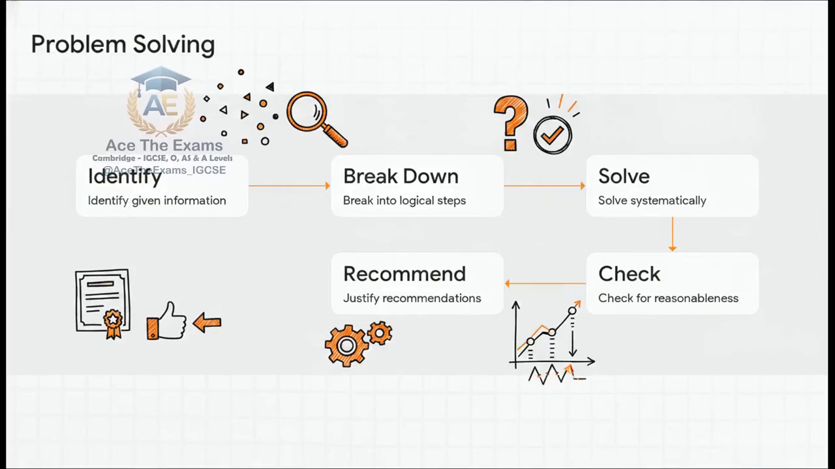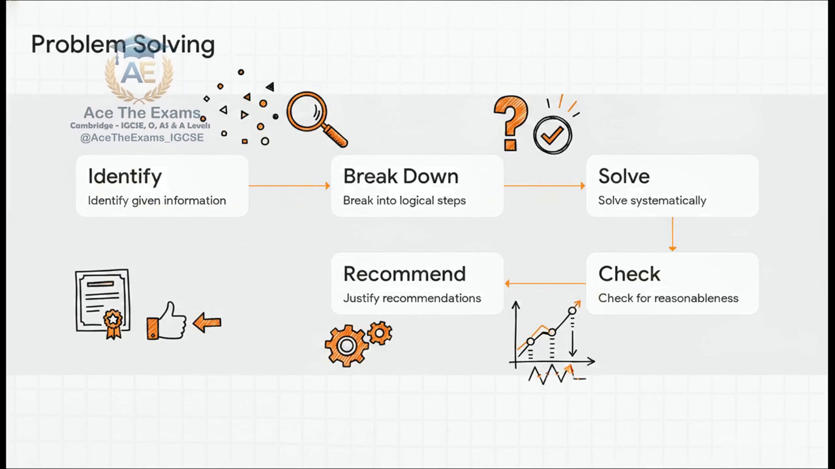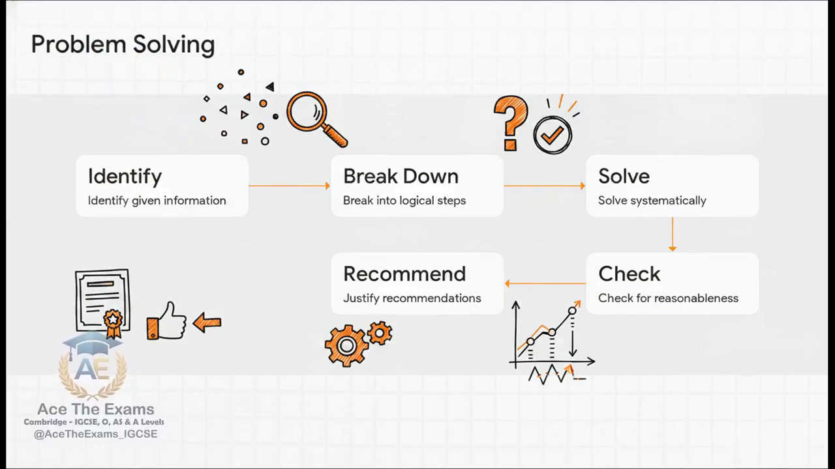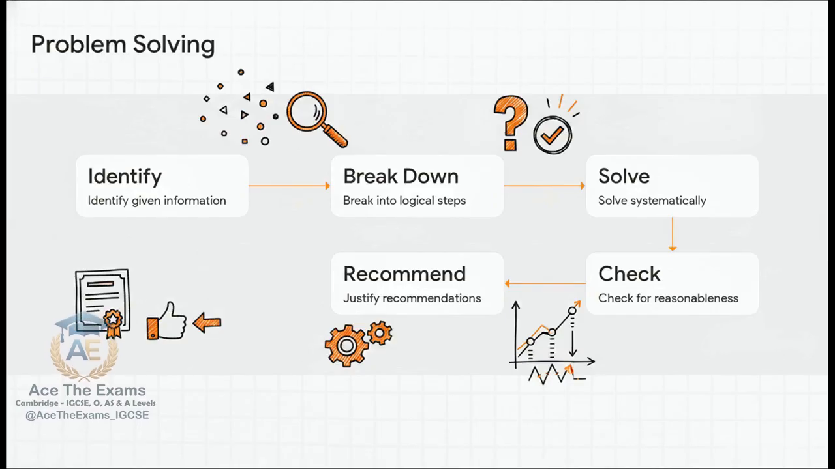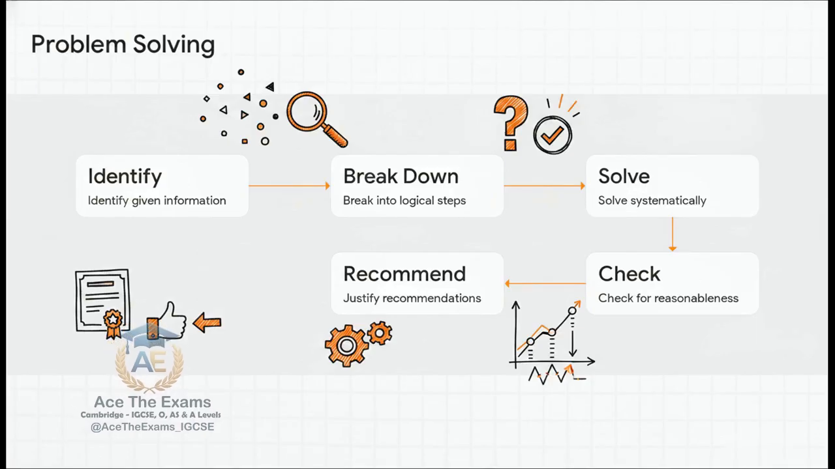Top-scoring candidates execute what we call a deconstruct, solve, evaluate loop. Step 1, identify the given information. Step 2, break the iteration down into logical, manageable steps. Step 3, solve systematically by writing down every single iteration clearly, just like we practiced. Step 4, check for reasonableness. This is huge. If your iteration suddenly bounces from 2 to 50 to -400, check your calculator input. Something is wrong.